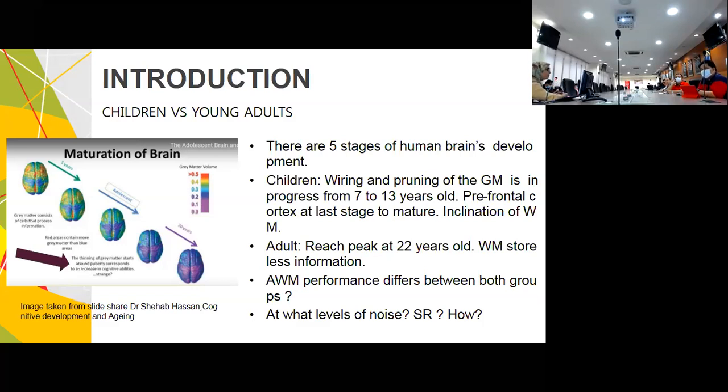But what about AWM performance? Is there any difference between these groups? Is there any difference if you apply noise and SR? Would there be a difference between the developing and the developed brain? And if there is, how about low capacity working memory and high capacity in healthy students? So what's next is what level of noise, and how the SR affects these two groups.